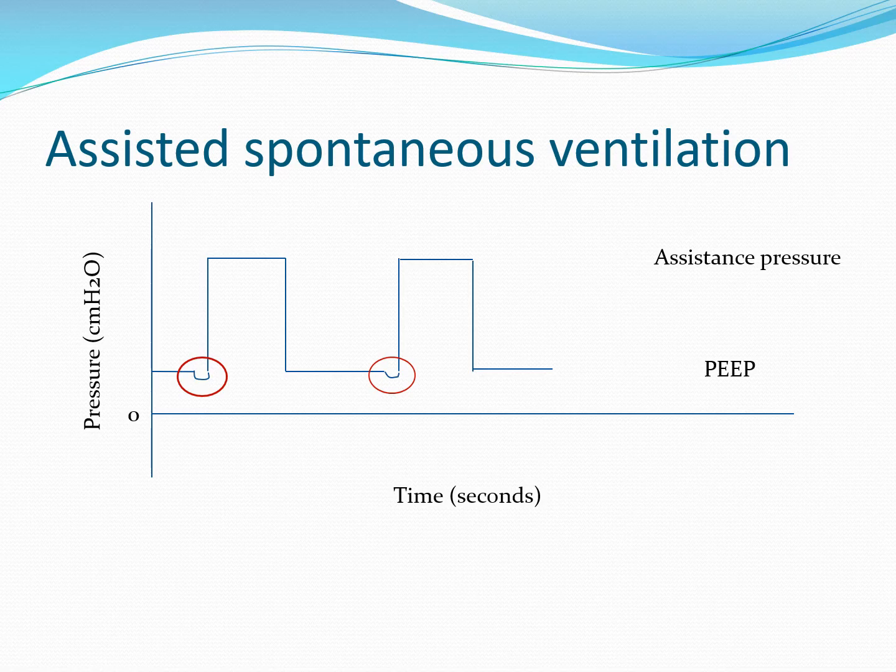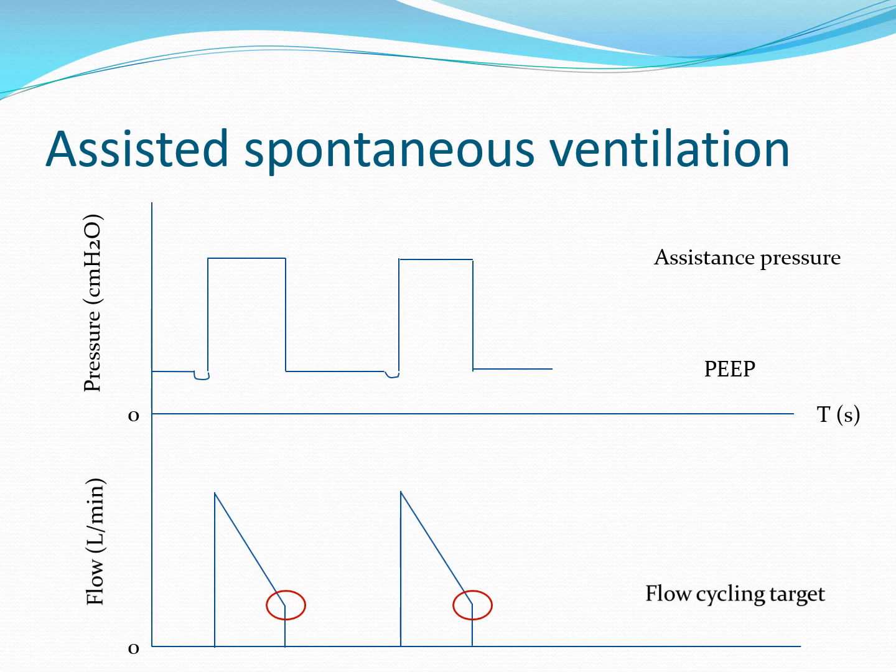How does it cycle back then into expiration? Well, the ventilator starts looking now at flow. As the patient reaches the end of inspiration, the flow rate from the ventilator into the patient decreases, and when it gets to a certain point, the flow cycling target, the ventilator will cycle back into expiration and essentially peak.